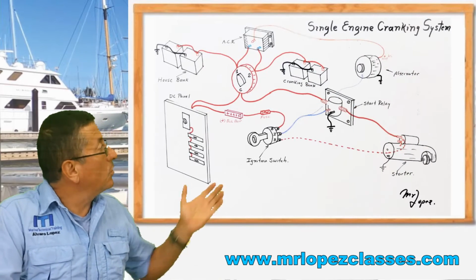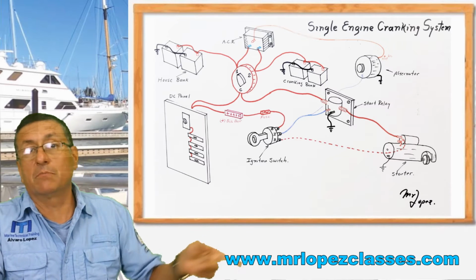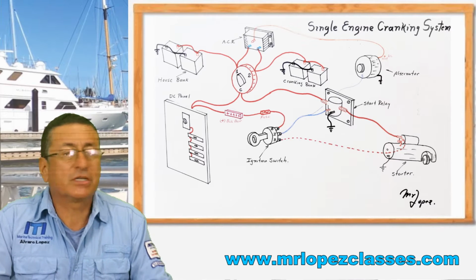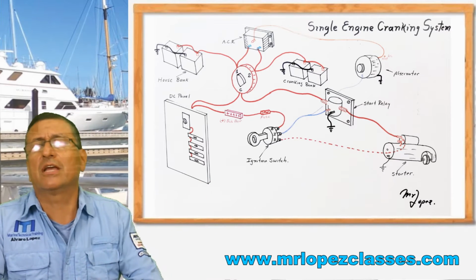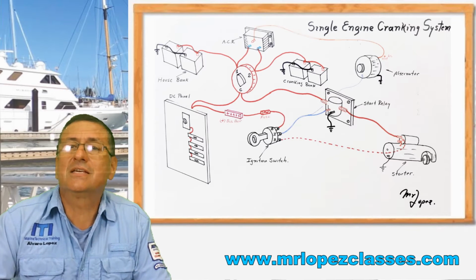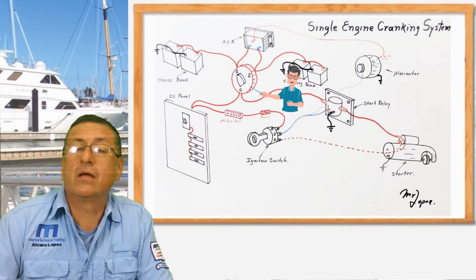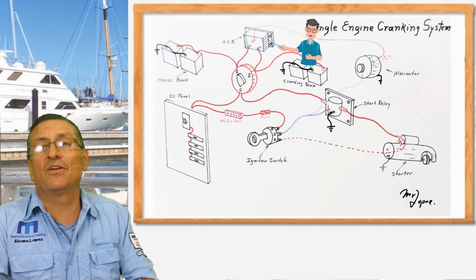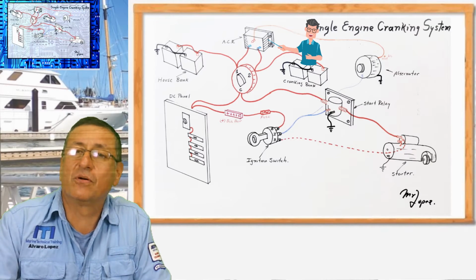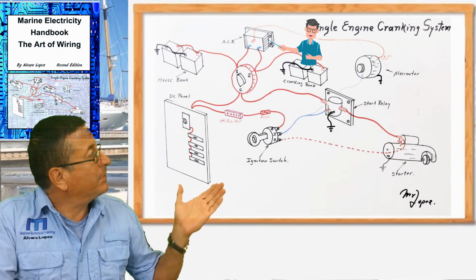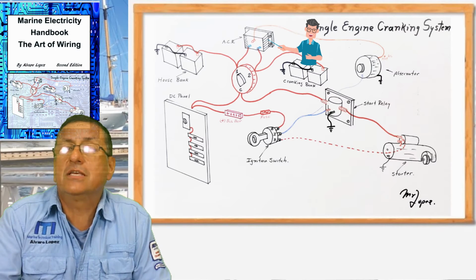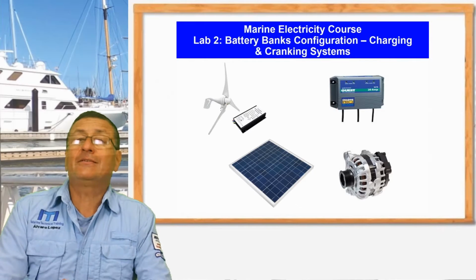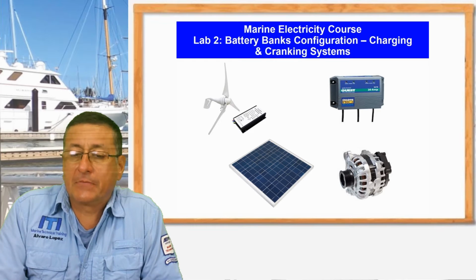For example, in this wonderful poster, you can find that poster on my webpage, www.mrlopezclasses.com. You select the option poster and you find that poster. This is the typical connection of the cranking system, with the two battery banks, one switch selector, and one ACR with one input and two outputs. This is the front picture on the cover of my electrical book. That picture is an example of the connection of the ACR with one input, the power coming from the alternator. Okay, this is the first part of this laboratory.